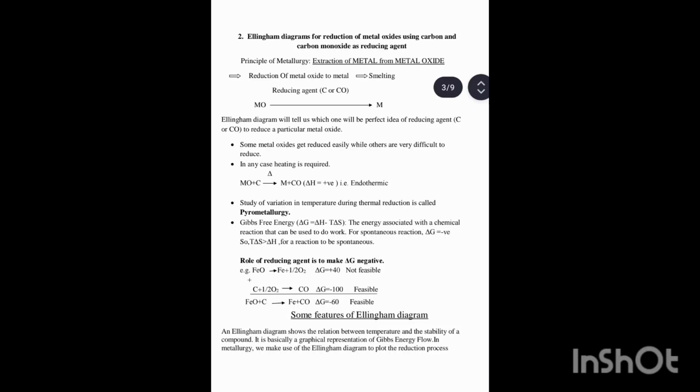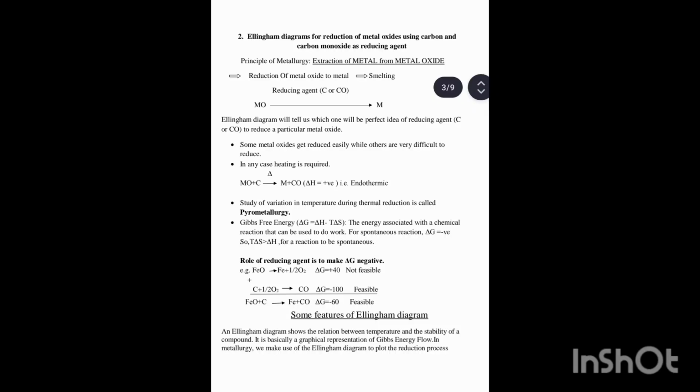The Ellingham diagram will tell us which one will be the perfect reducing agent, C or CO, to reduce a particular metal oxide. Some metal oxides get reduced easily while others are very difficult to reduce. In any case, heating is required. MO plus C gives M plus CO, where heat is positive, so it is endothermic. The study of variation in temperature during thermal reduction is called pyrometallurgy.